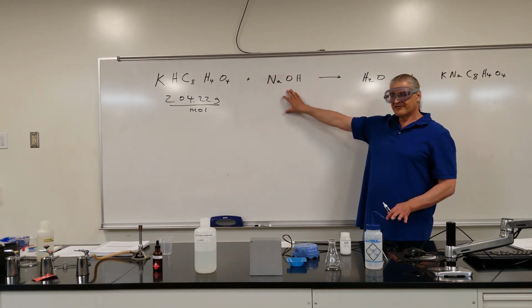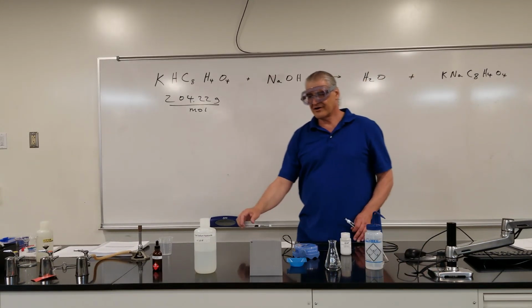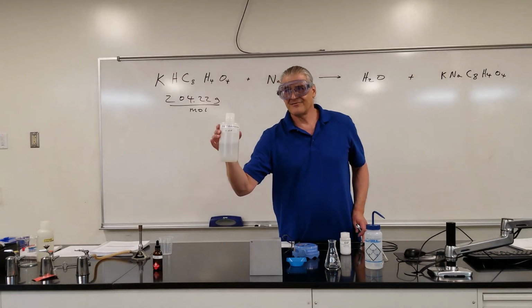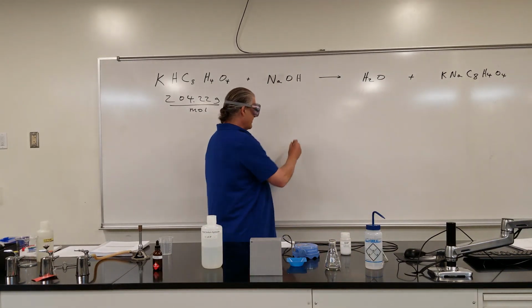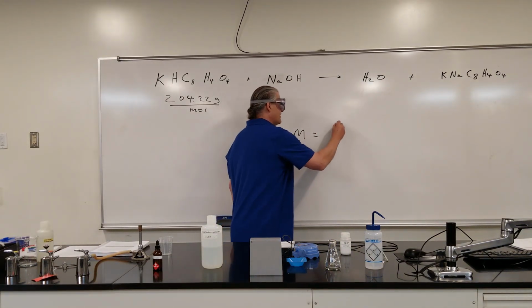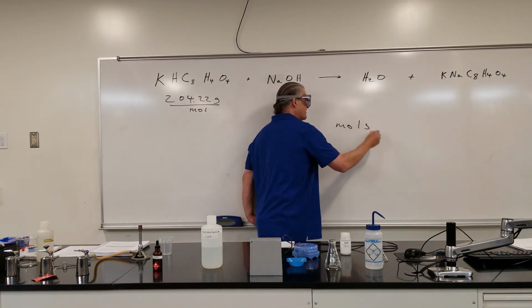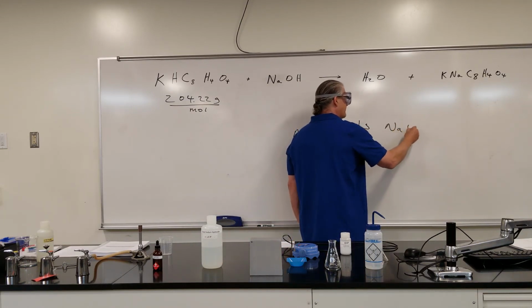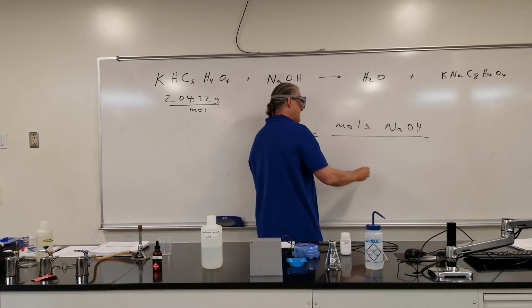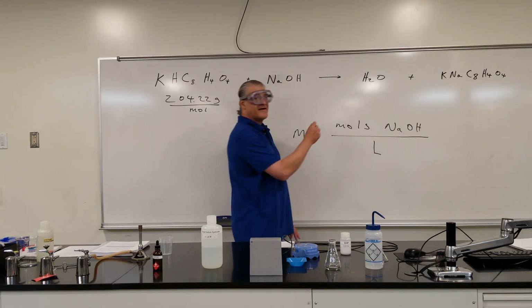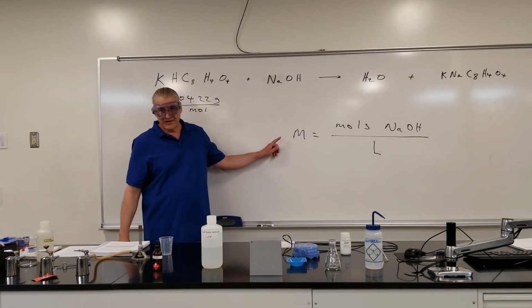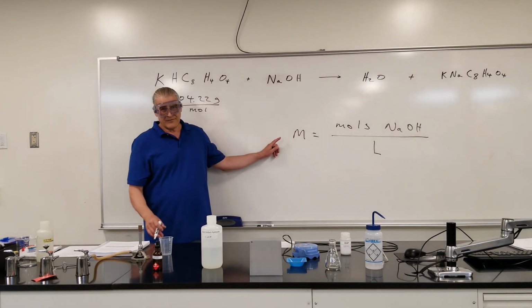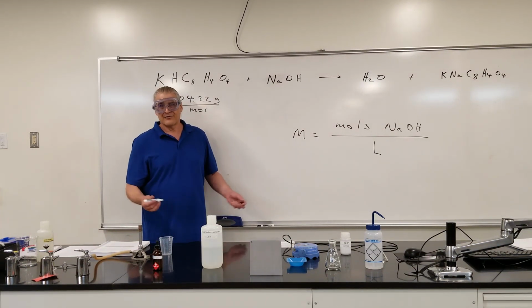If I know the moles of sodium hydroxide, and I also carefully measure the volume of sodium hydroxide, I can find the molarity, because molarity, of course, is moles divided by liters. So I'll take the moles of sodium hydroxide divided by the volume in liters. That's how I get to the molarity. We'll show you the procedure in a moment. A little later in the video, we'll show you how to actually do the calculations.